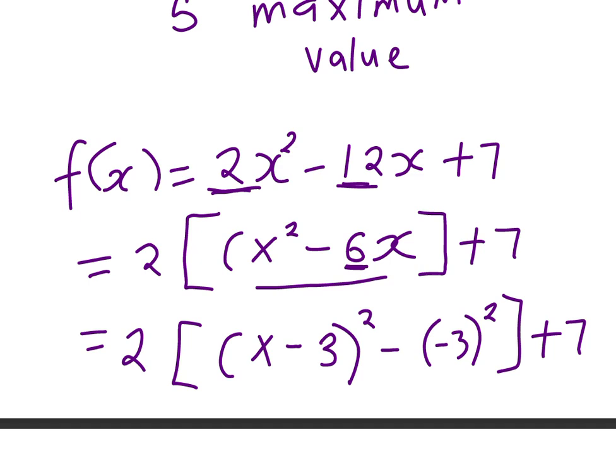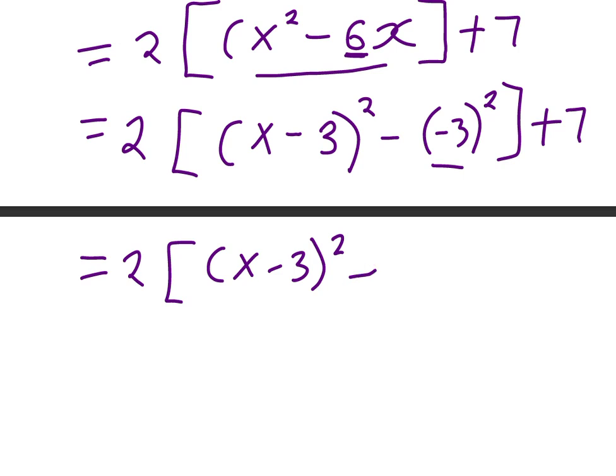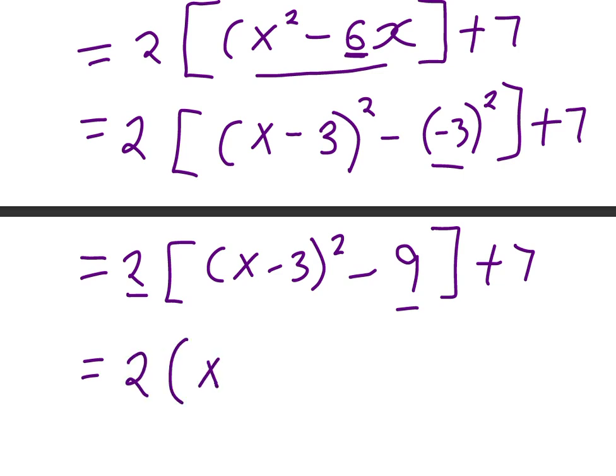So the next part, we're going to open this part. So we have 2 into bracket x minus 3 squared. That will give us negative 3 squared is 9, so minus 9, close the bracket, plus 7. Now we remove this bracket, this 2, we multiply it by 9. So it's going to be 2 into bracket x minus 3 squared. 9 times 2 is 18, so minus 18.